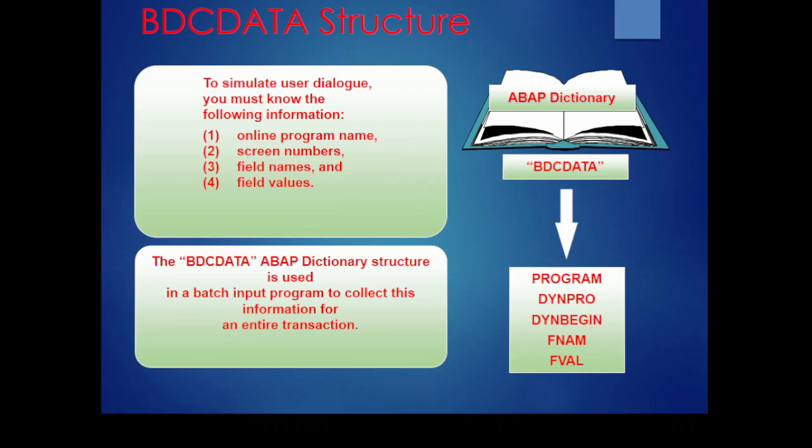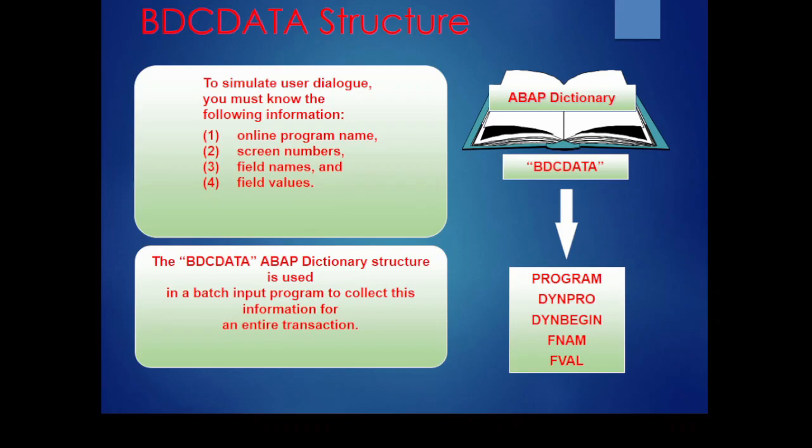BDC data structure. The most important thing to transfer data is the BDC data structure. To simulate user dialog, you must know the following information. Number one, online program name. Number two, screen numbers. Number three, field name. And number four, field values. In the ABAP dictionary, the BDC data structure is already created by SAP.